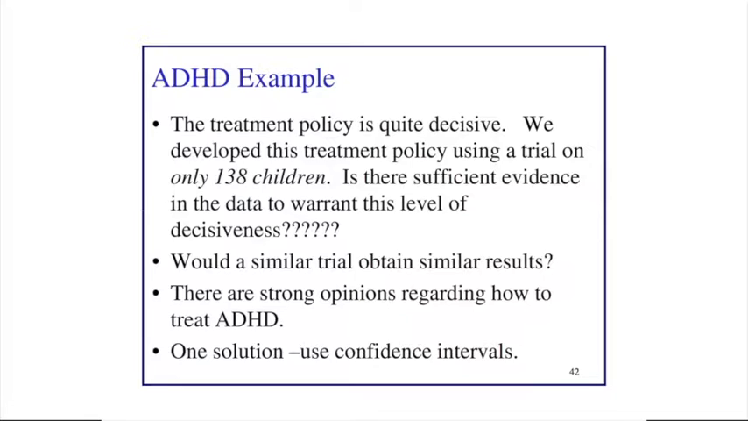Is there sufficient evidence to warrant me being so confident, being so decisive when I present these results? Would a similar trial obtain a similar adaptive intervention? There are really strong opinions in the field of ADHD as to whether or not you should provide behavioral modification versus medication. So one solution to deal with this is to use confidence intervals. Confidence intervals, of course, will reflect the fact that we only had 138 children in this trial. They'll reflect the level of noise in the data. So I do that on the next slide.